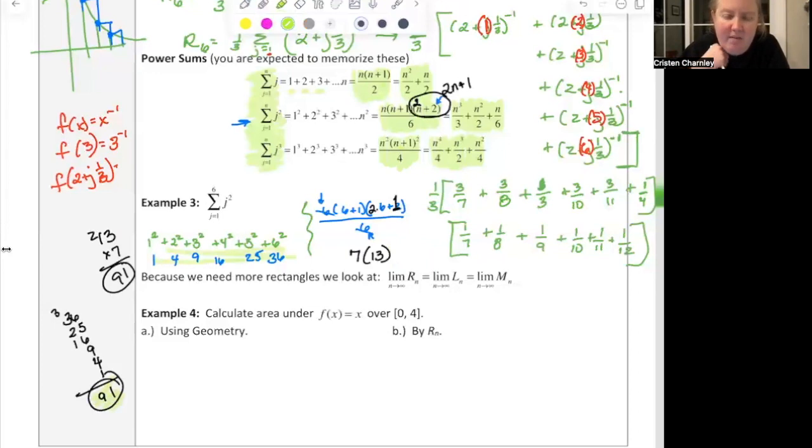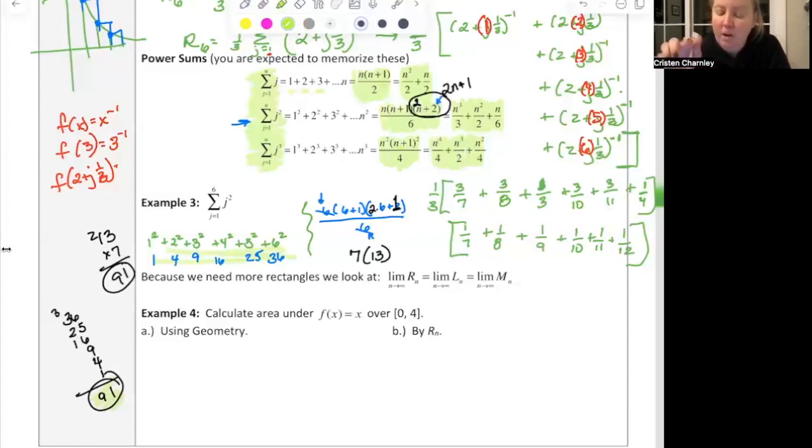So yes, we should have those memorized. Yes, they should be the correct formulas, not the incorrect ones that I typed. But in terms of memorization, that's lower down on my list. I need you to know your derivatives inside out. I need you to know your antiderivatives inside out, and some algebra things. If you get to these power rules, that's awesome. But if you don't, they are not the top priority.